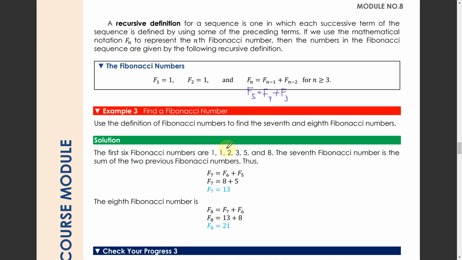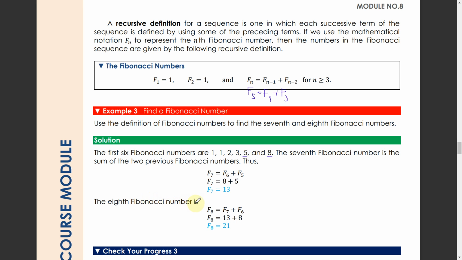Then 1 plus 1 is 2. Then 1 plus 2 is 3. 2 plus 3 is 5, then 3 plus 5 is 8. So we now have the given 6 Fibonacci numbers. So the 7th number is the sum of the two previous Fibonacci numbers, which are your 5 and your 8. So your F6 is 8, your F5 is 5. So just add 8 plus 5, so your 7th term is 13.